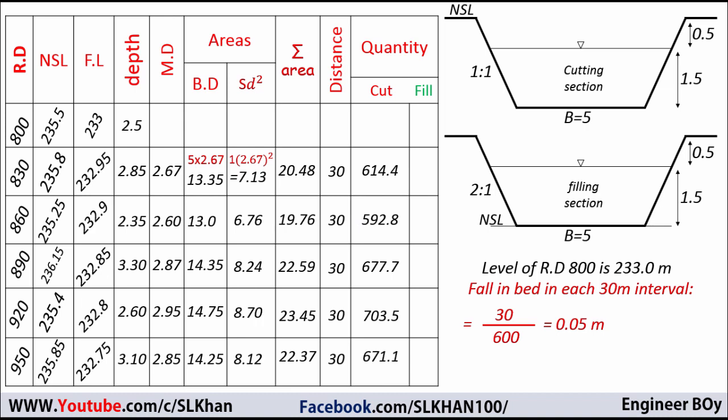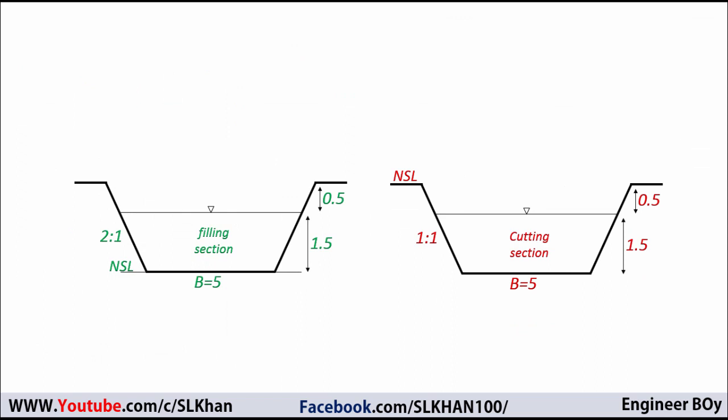That's so simple. Why cut always? Because the NSL is above the formation level, or NSL is a higher value than the formation level. If you got the formation level just above the NSL, then there can be filling. Here we do not have filling in this example. Now just add all these above, so we can get the total cut for this irrigation channel, which is 3259.5 cubic meters. So here is the final result.